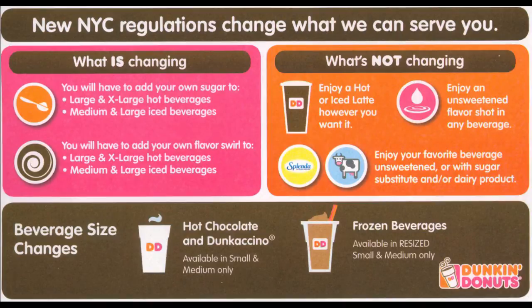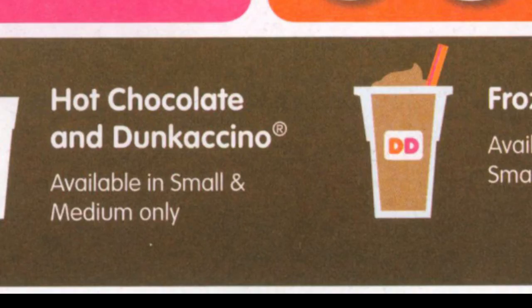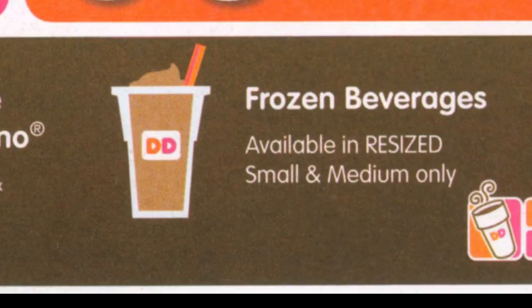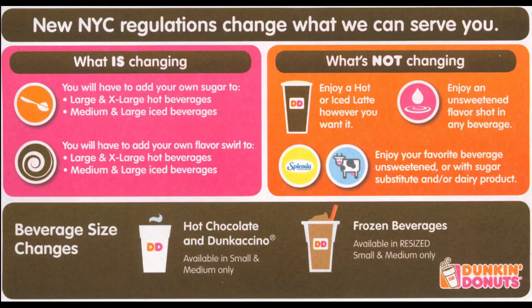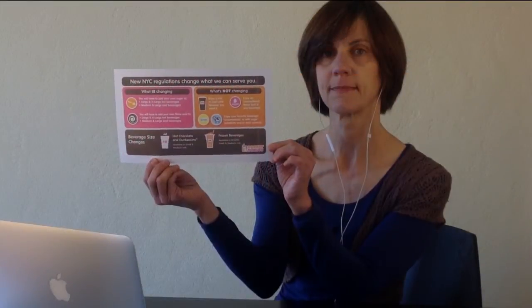Look at the bottom of the sign. You'll see contrast being used again to contrast the normal font for hot chocolate and Dunkaccino with the smaller, lighter version that says available in small and medium only, and also for frozen beverages. And that's contrasted with available in resized small and medium only too. So even on this very simple sign, there are many ways that contrast is used effectively.